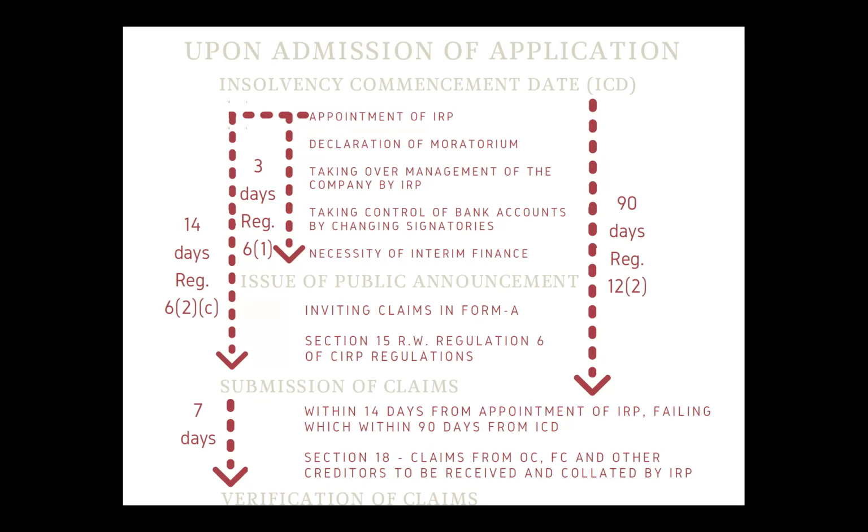And as an after effect, the most important thing an IRP should do is to take control of the bank accounts by changing the signatories. Why is it very important? Because any transaction happens through the bank accounts. The payments happen to the bank accounts. The checks are made through the bank accounts. The changing of signatories is foremost important, and that reflects your taking control over the management of the company. I hope that's making sense.